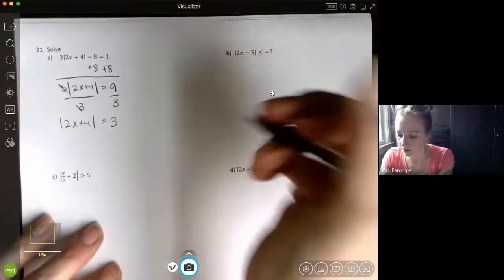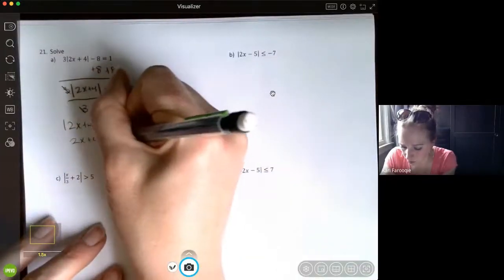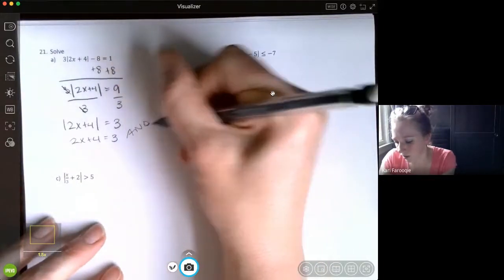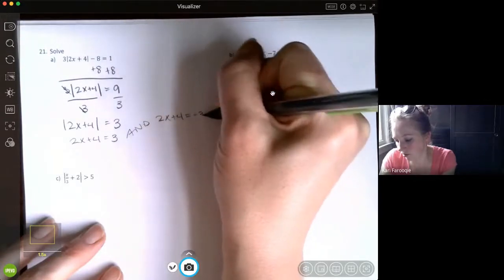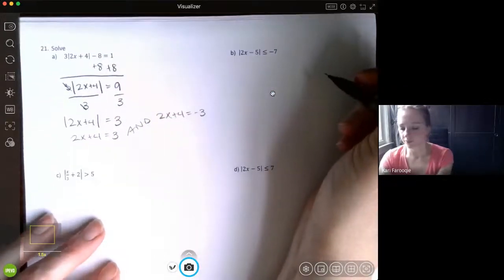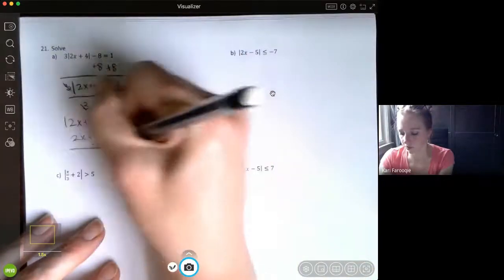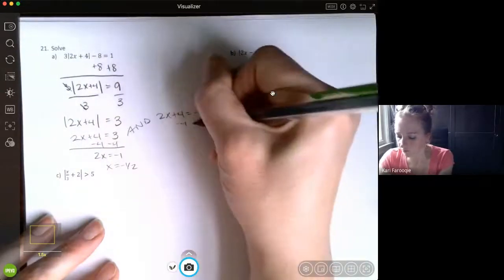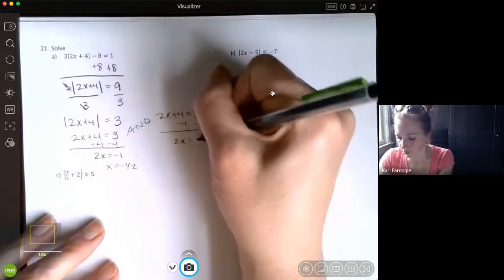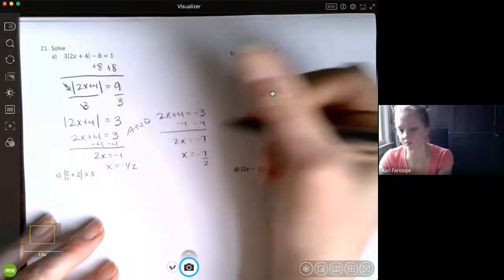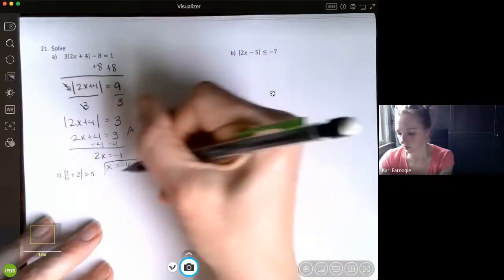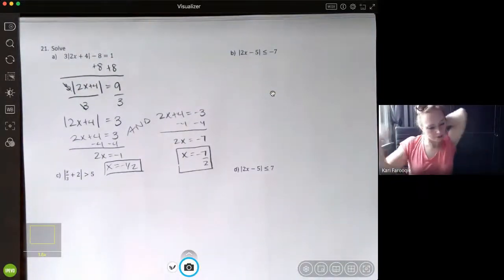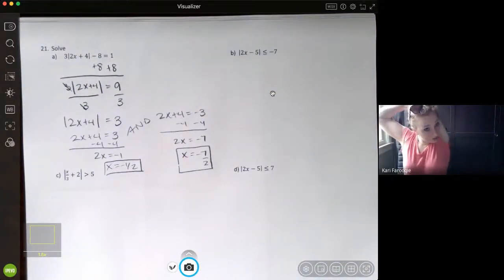So when you're working on these, you must include 2 variations. We'll have 2x plus 4 equals 3 and 2x plus 4 equals negative 3. Okay, so subtract 4 from both sides and you get 2x equals negative 1, x equals negative a half, 2x equals negative 7, x equals negative 7 halves. So for these absolute value equations, you should be getting 2 answers. Questions on that one?